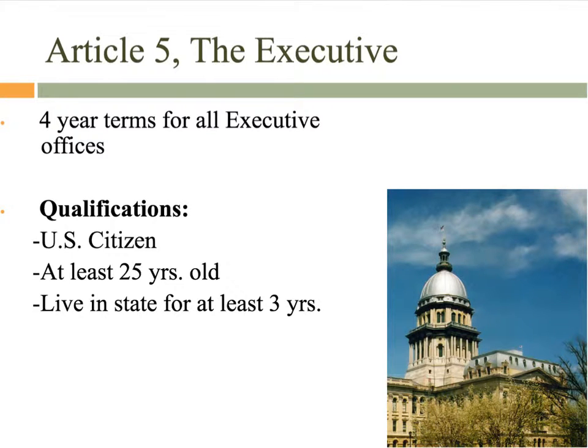Article 5, the executive. So in this case, the governor. The governor of Illinois is elected to a 4-year term. Qualifications to be governor: U.S. citizen, at least 25 years old, and must live in the state for at least 3 years.